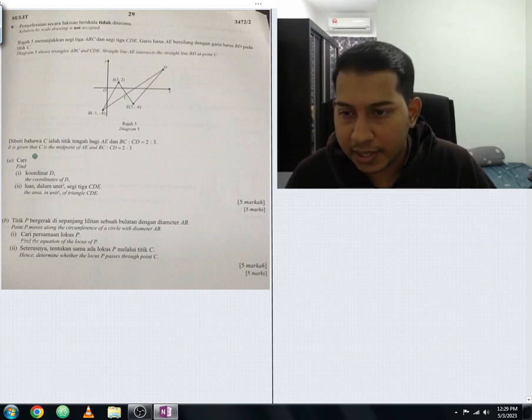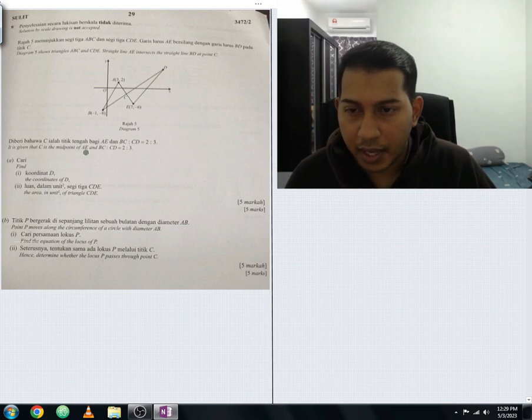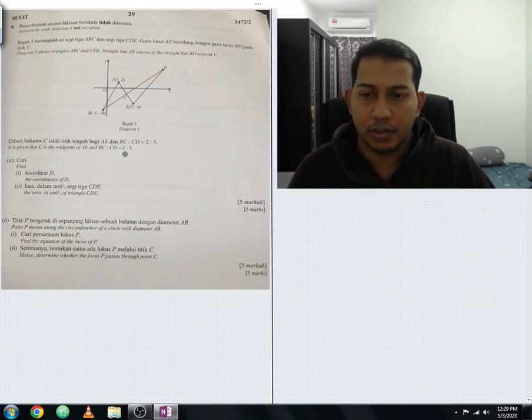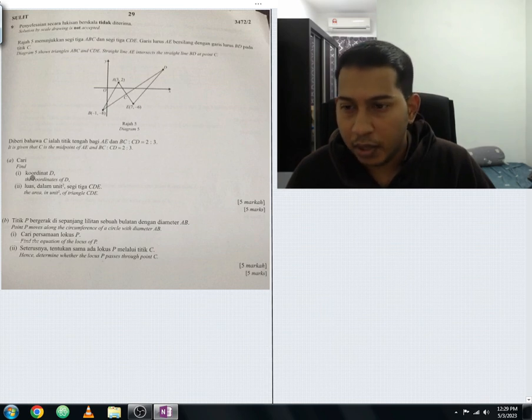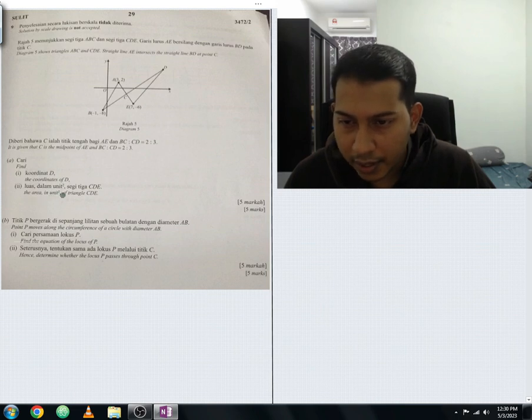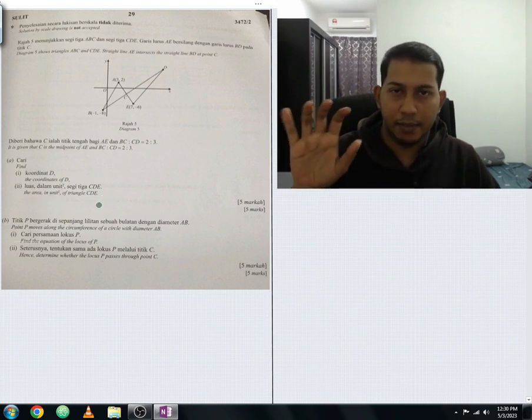It is given that C is the midpoint of AE. C acts as the midpoint of the straight line AE, and BC to CD is equal to 2 to 3, the ratio. So the question asks us to find the coordinates of D and the area in unit square of triangle CDE. So this is for the question part A.